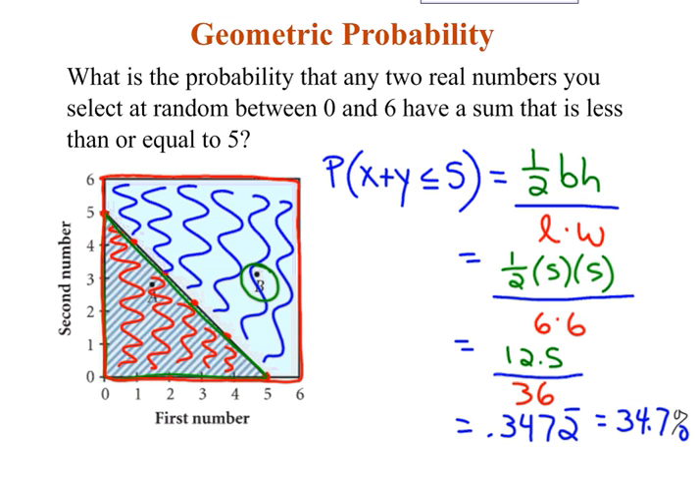Now what this means is that the triangle makes up 34.7% of the square. And therefore, that's our probability of choosing two numbers that have a sum less than or equal to 5. You can see why it's called a geometric probability, because we had to use some geometry, right? With the areas of the triangle and the square.